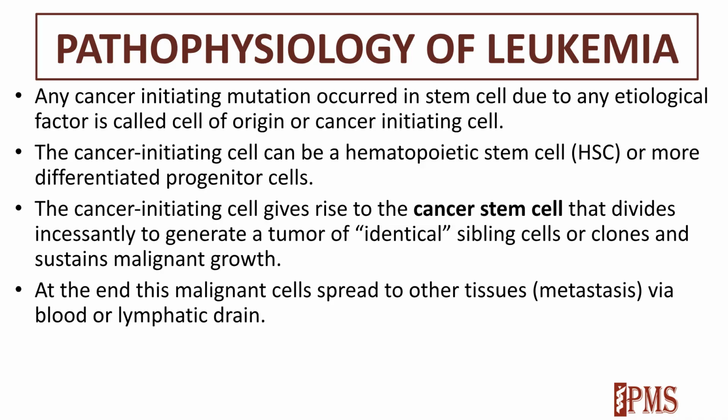Any cancer-initiating mutation in a stem cell, due to an etiological factor, creates a cancer-initiating cell. This cell, which can be a hematopoietic stem cell or a more differentiated progenitor cell, gives rise to a cancer stem cell. This sustains malignant growth, eventually leading to metastasis.